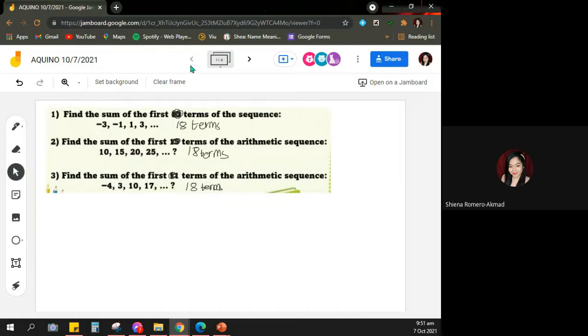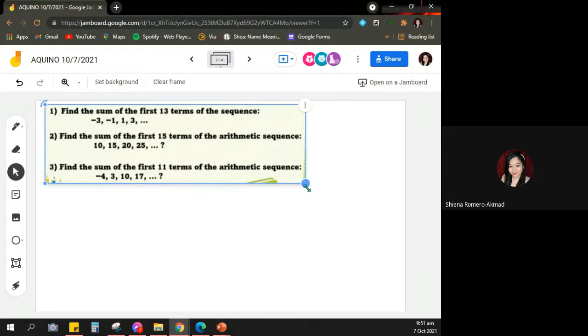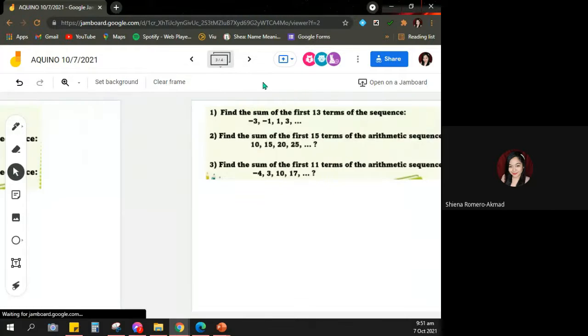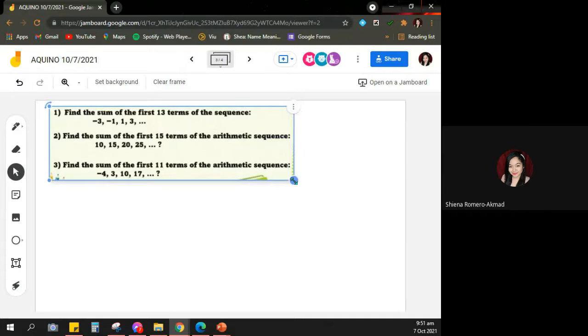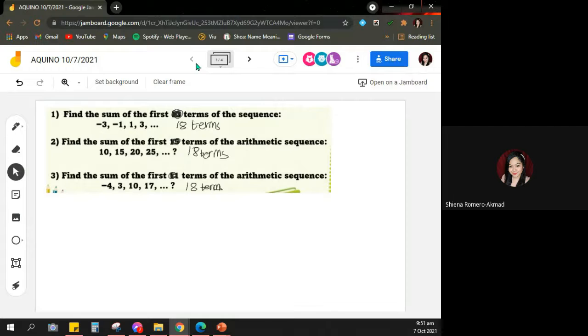Okay, go. Hanapin yung sum ng first 18 terms. You can use the formula, syempre, kung walang last term, or kung may last term na given. Okay, habang ginagawa niyan, check ko yung attendance ninyo.